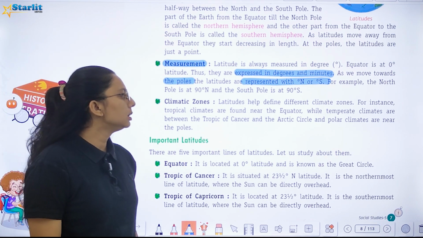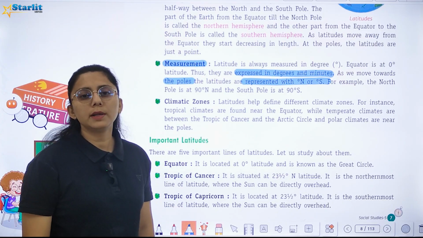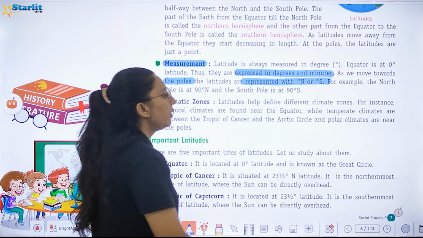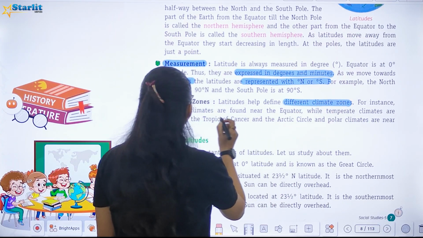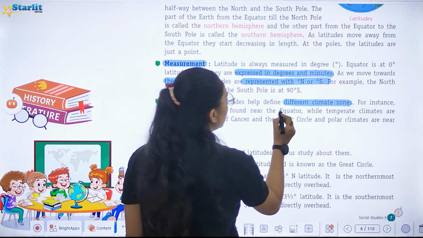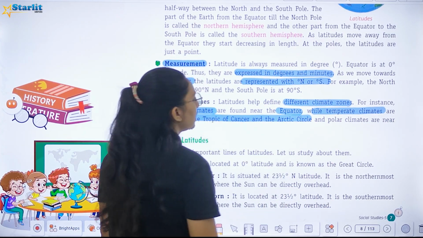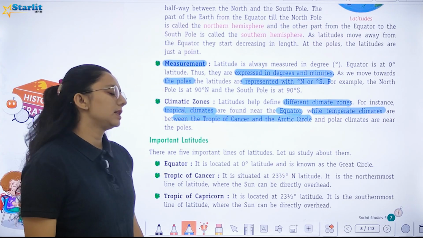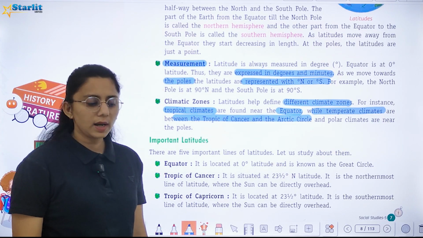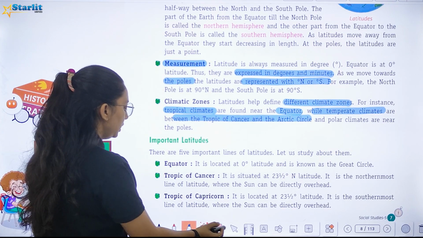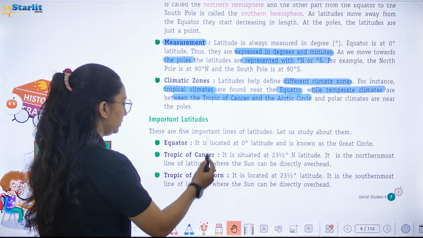Now, climatic zones. As you know, what do latitudes define? Different climatic zones. For instance, tropical climates are found at the equator, temperate climates between the Tropic of Cancer and the Arctic Circle, and polar climates are near the poles. Right?